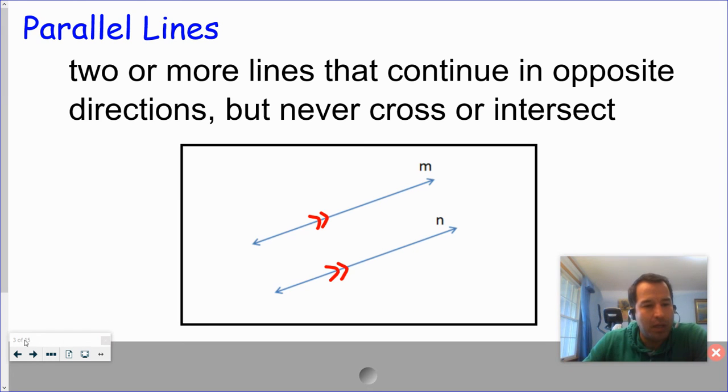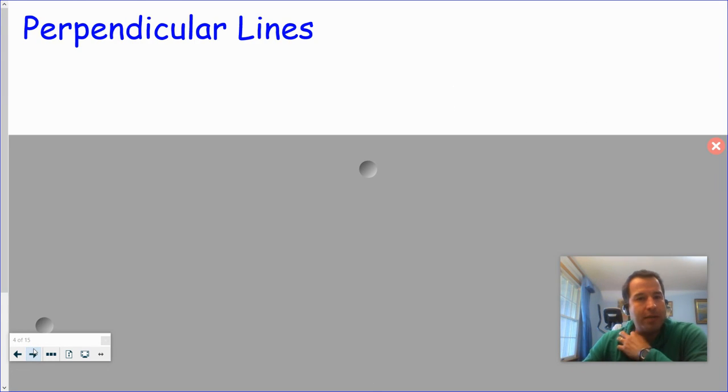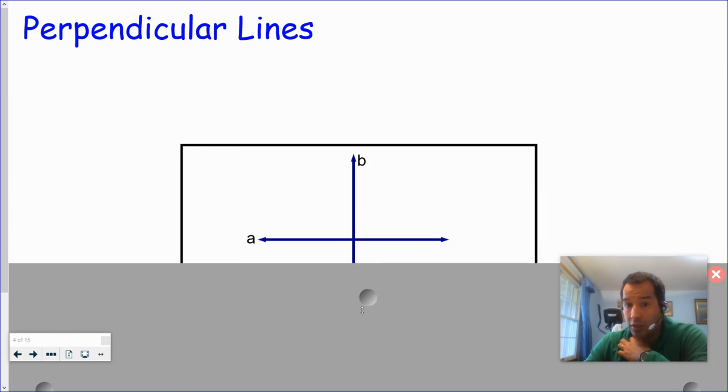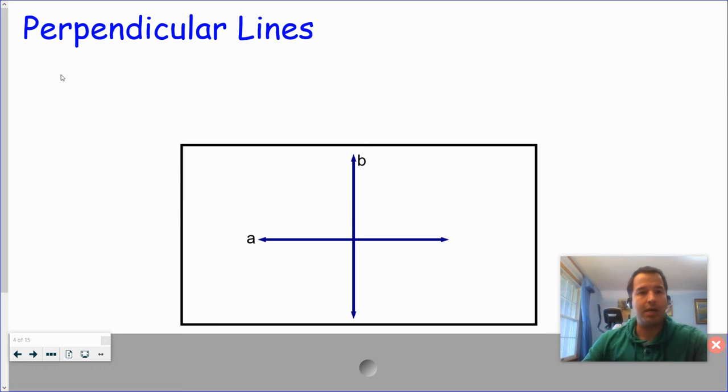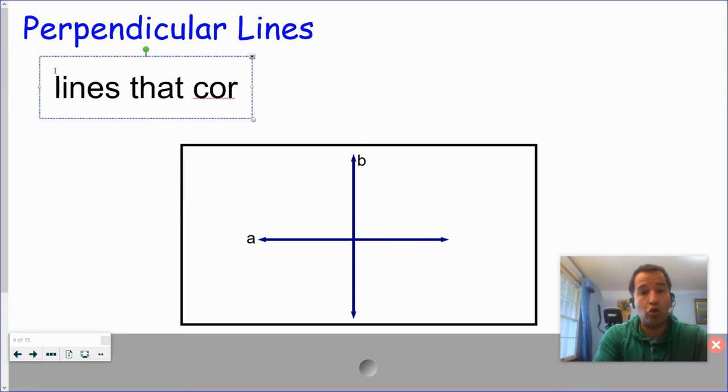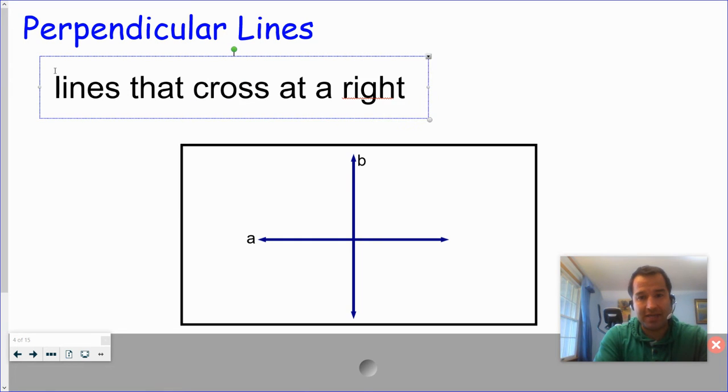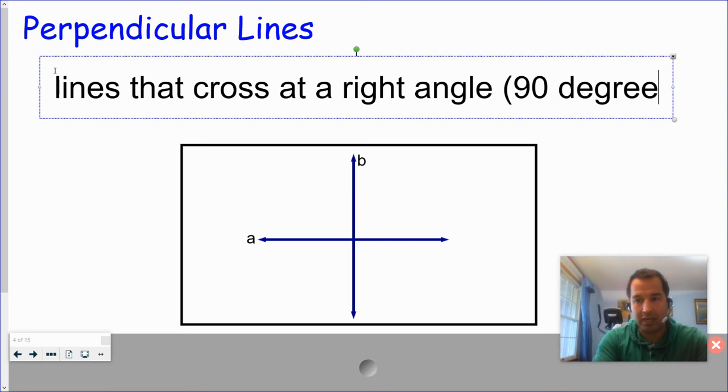Okay, cool. Perpendicular lines. Well, what's true about perpendicular lines? Can you draw me an example of them? Hopefully you can. Here we go. Perpendicular lines should look like this. Okay, now perpendicular lines are lines that cross at a right angle. At a right angle, which, by the way, a right angle is a 90-degree angle.